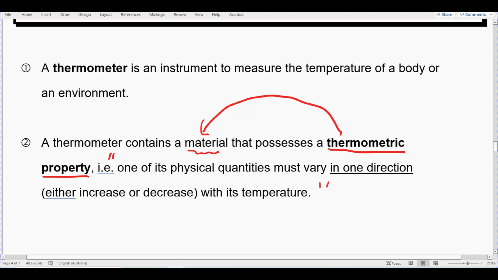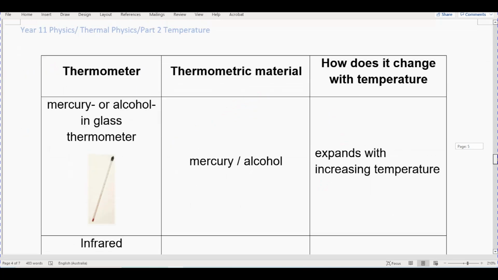So what does it mean? Okay, just give you a very brief account of the idea. Okay, so for example, in the mercury or alcohol in glass, so they will use certain liquid. Mercury or alcohol, they were put into a glass.